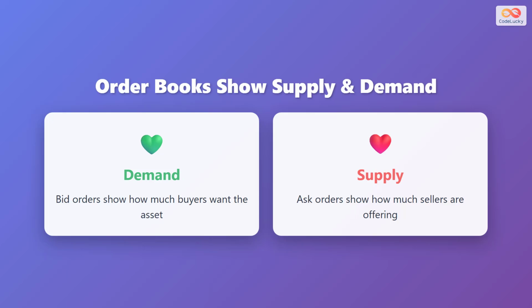Order books are powerful tools because they visually show supply and demand. Demand is shown through bid orders, telling you how much buyers want the asset. Supply is shown through ask orders, indicating how much sellers are willing to offer. By reading the order book, you can gauge market sentiment and make better trading decisions.